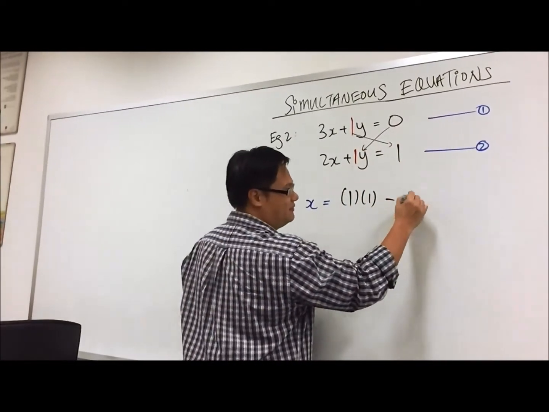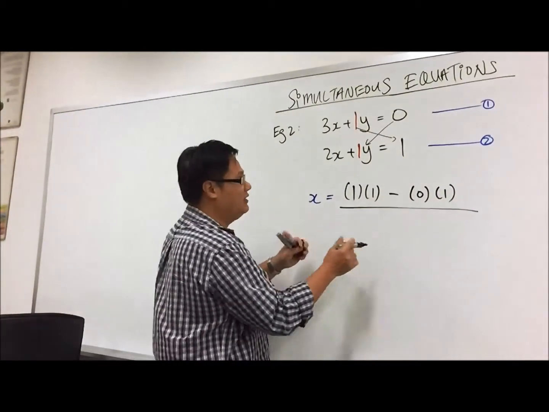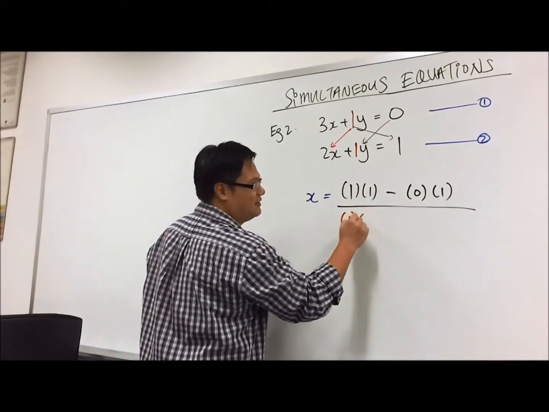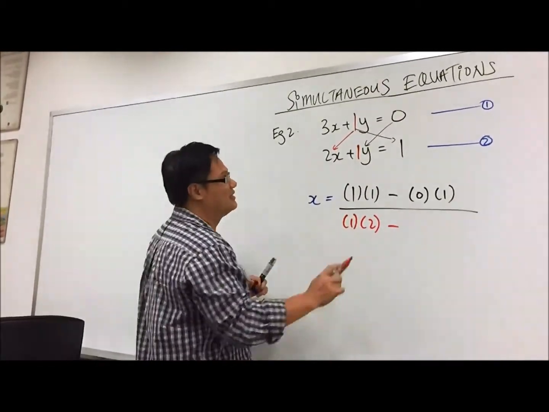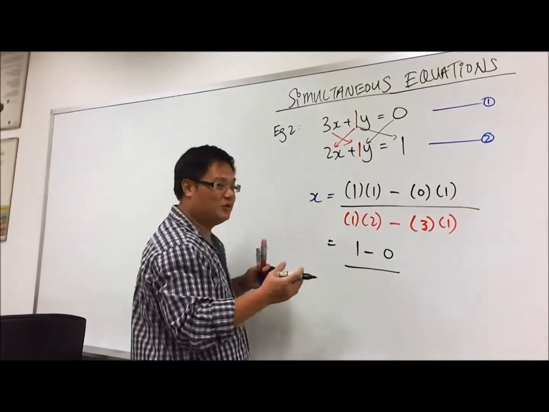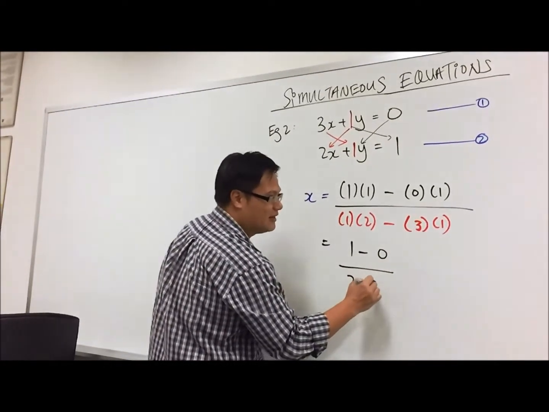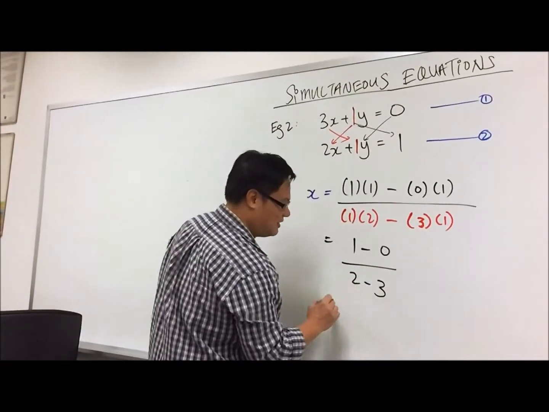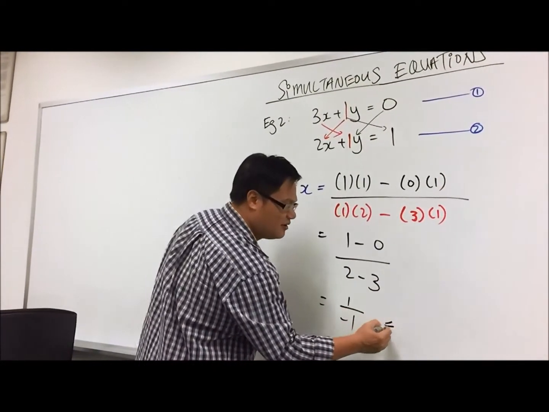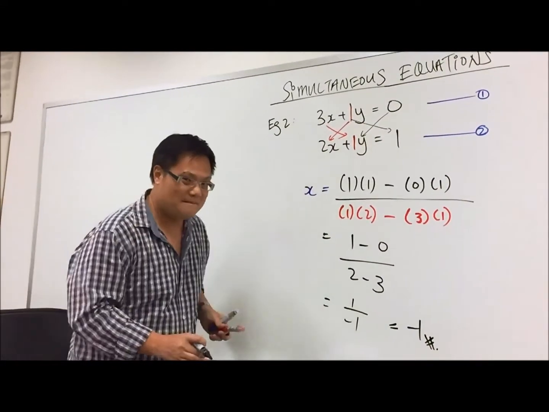0 times 1. Divide by, what is the denominator? Look at 1 times 2 minus 3 times 1. So what do we have? We will have 1 minus 0 over 2 minus 3. This will result in 1 over negative 1. 1 divided by negative 1 equals minus 1. Ta-da!